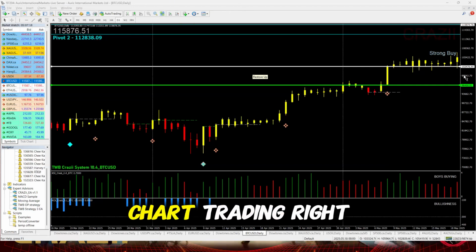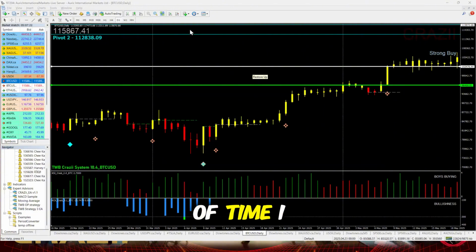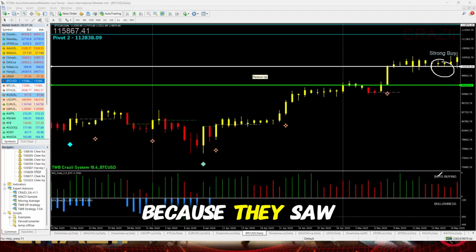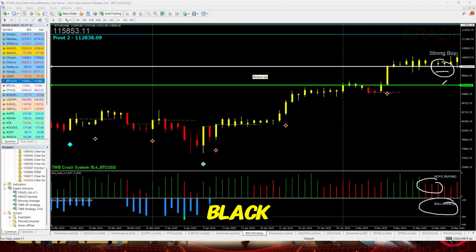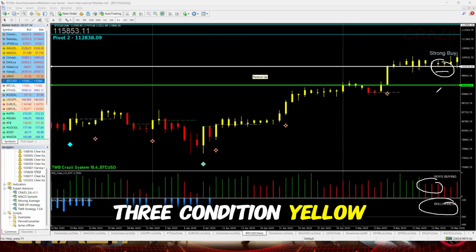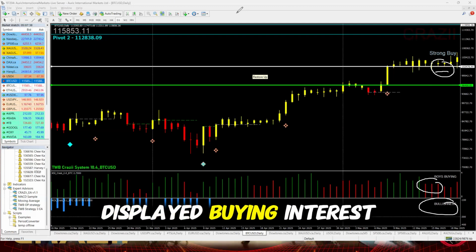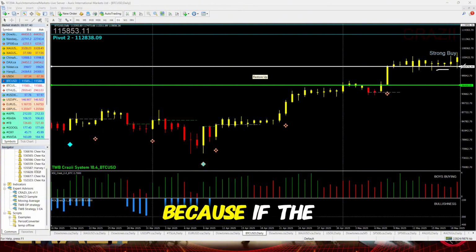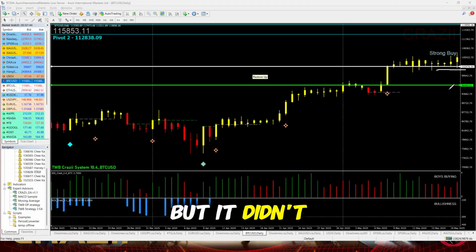So when you're doing day chart trading, this is a very, very important step that you must do. Because a lot of the time I see people getting out of the market because they saw the KSI red. But if you look carefully, the market has never gone below the line and the KCX is all the way black. So out of three conditions, yellow candle, red KSI and black KCX, the market has displayed buying interest, not selling interest. Because if the market wanted to sell, it would trade below the white line, but it didn't. And that is something very, very important.